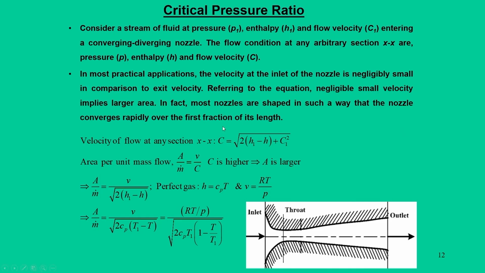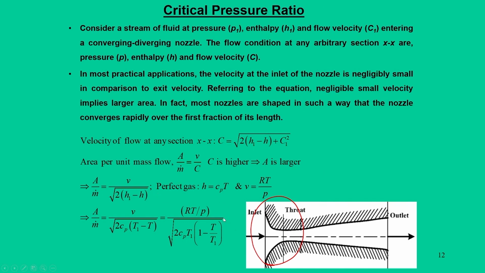Having said this, in most practical applications, velocity at the inlet of the nozzle is negligibly small in comparison to the exit velocity. We can see from these equations that when C is higher, A is larger. That means, in most cases the nozzles are shaped in such a way that the nozzle converges rapidly over the first fraction of the length, and then we arrive at the minimum area, and from there the diverging passage starts.